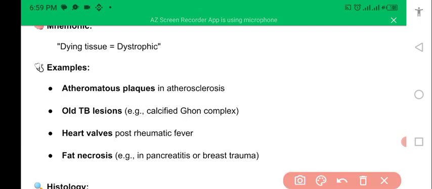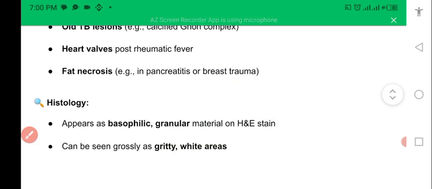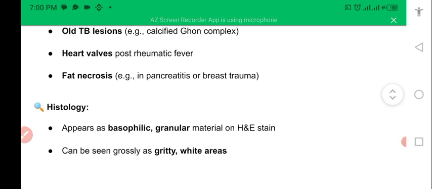Examples are atherosclerotic plaque, old TB lesions like Ghon focus and Ghon complex, heart valves like post rheumatic fever, and fat necrosis like in the breast after trauma. Histology appears as basophilic granular material on H and E stain. Grossly, it gives gritty white areas.